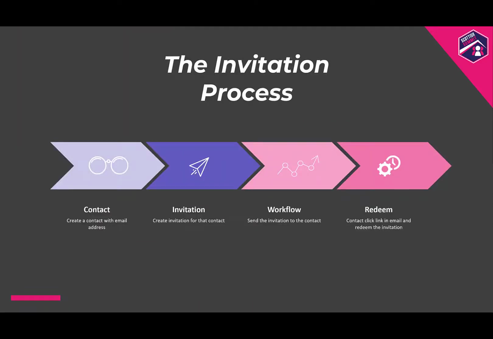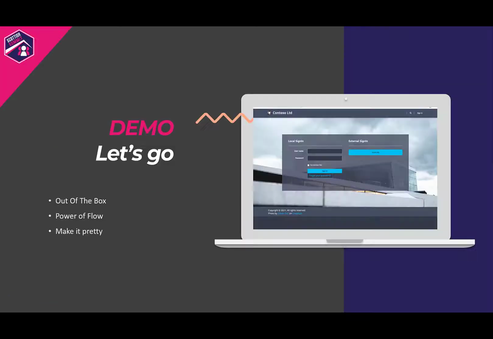Right, so that's what we're talking about today, guys. This is the invitation process. You have a contact with full name and email. That's the only thing required for this process. You create an invitation for that contact, and by default, an invitation code will be generated. Then you add that email to a workflow, sending that email to the contact with that invitation code. And then when the contact clicks on that invitation link, they will redeem that invitation. So that's what we're going to look into today. Now let's dive into the demo.